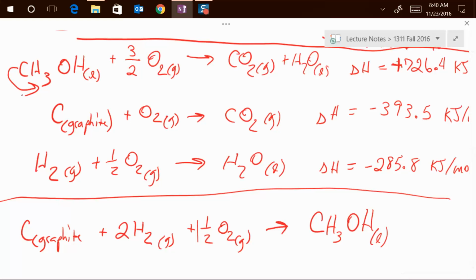And then for the other two, you can leave them here. You don't have to flip them, right? But this one doesn't have the correct number of hydrogens, right? So what do I need to do to this reaction? You need to double it. So this has to become 2. This becomes 1 and 2. Okay?